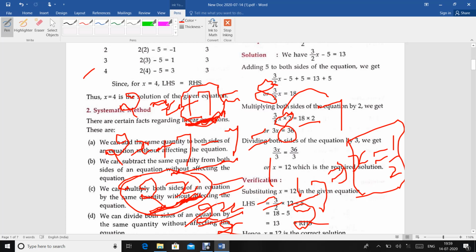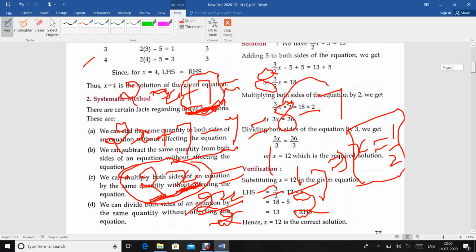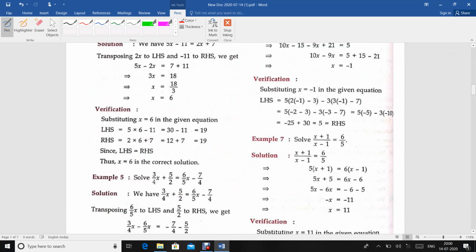So this is the symmetric method. Means the symmetric method says that you need to apply the same operation to both sides of an equation without affecting the equation. If you apply the operation on both sides, means on the left hand side and on the right hand side, then the equation will not be affected.